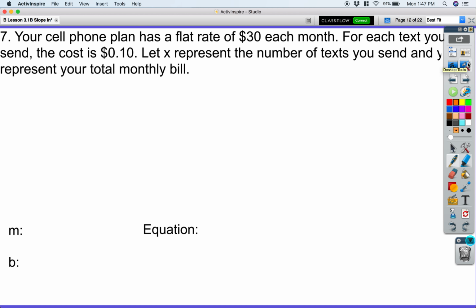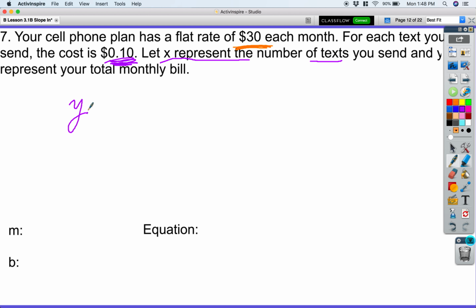So now let's look at this one. It says your cell phone plan has a flat fee. That means no matter what, you're paying $30 per month. And it says for each text you send, so in the old plans, you got charged for every text you sent, cost 10 cents. If X represents the number of texts and Y represents your total monthly bill, let's write an equation.